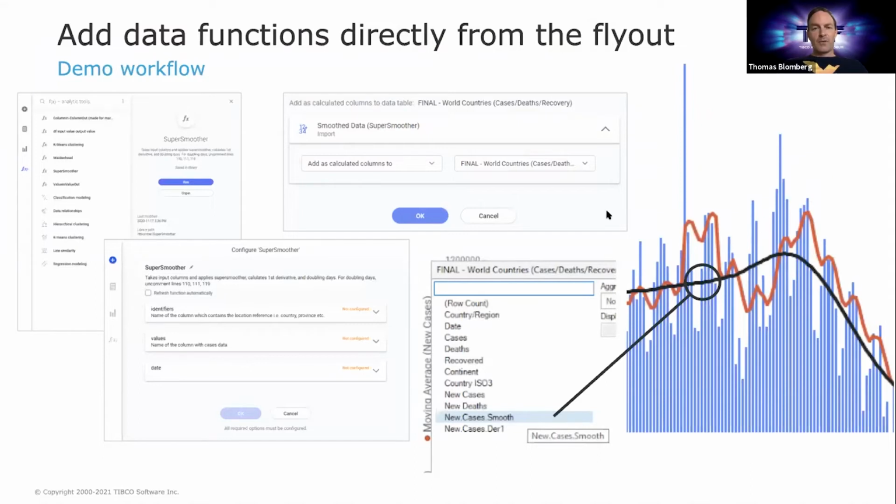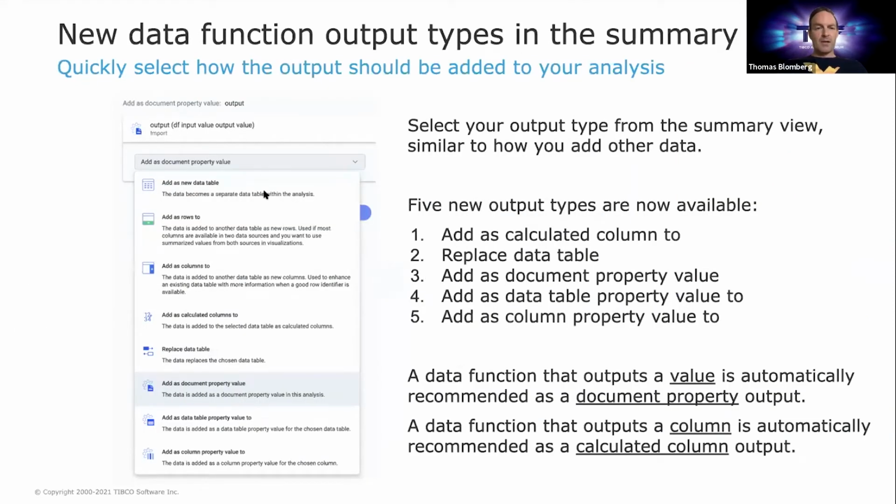All right, the workflow was go to the flyout, select your favorite data function, map the inputs, map the outputs, and just drag and drop the result to whatever you need it. There are many new output types. We used the calculated column output in the demo, but you can also replace a data table, add it as a document property, data table property, and a column property. And we also try to be smart. So a data function that outputs a value is automatically recommended as a document property, and so on. So smartness built into the user interface and dialogues.